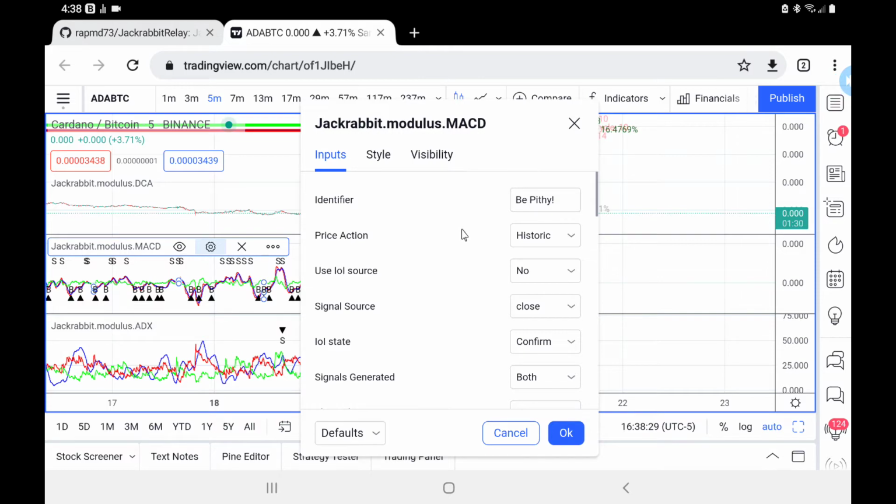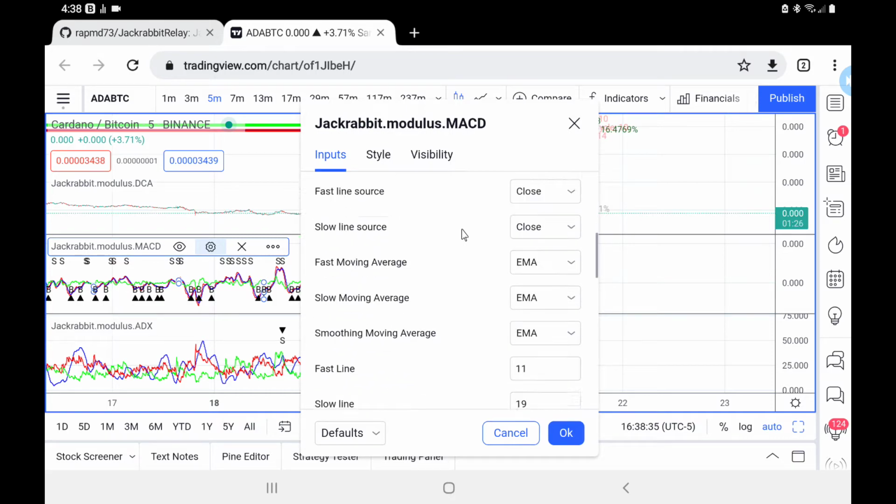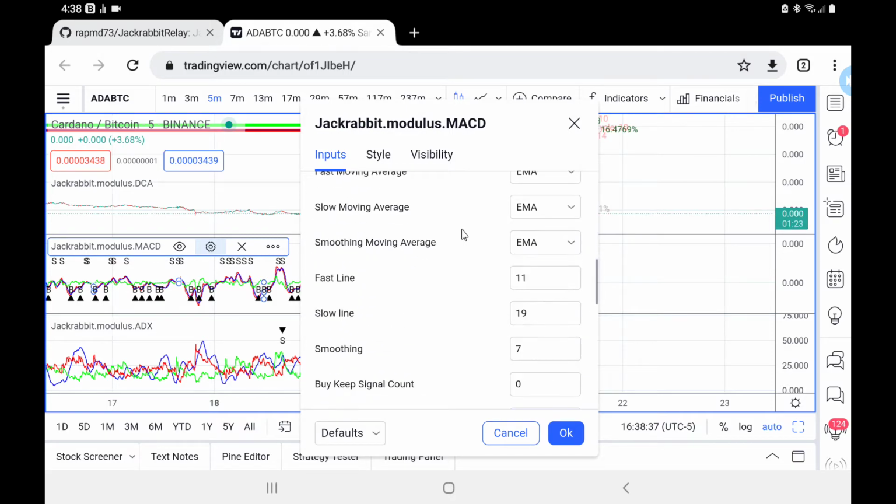Okay, now for MACD's settings. Not really a lot different than normal, except usually when I pick 11 for the fast line, I pick 23 for the slow line. But this time I'm only using 19. And normally the smoothing would be 11, but I'm using 7. So I'm using slightly modified numbers to tune the responsiveness with respect to convergence and divergence.